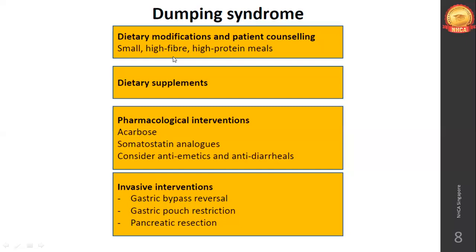And invasive interventions: gastric bypass reversal. You may have to reverse the gastric bypass because gastric bypass surgery patients are at a higher risk of dumping syndrome. So, to correct the dumping syndrome, you may have to reverse the bypass surgery. Gastric pouch restriction, pancreatic resection, like putting a part of transplantation of pancreas into the patient. Okay, so these are the management through which dumping syndrome can be overcome.